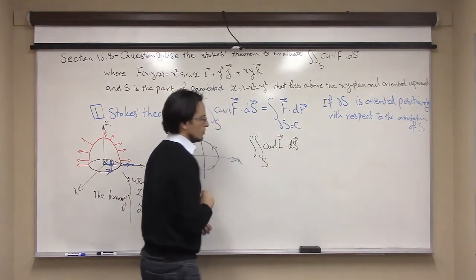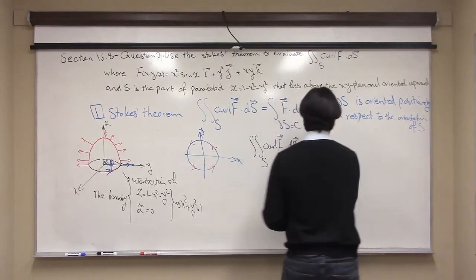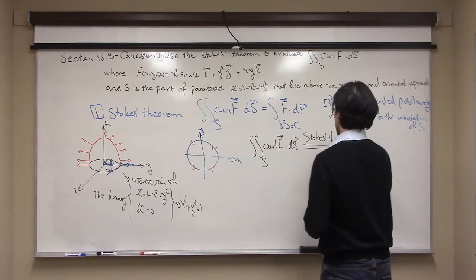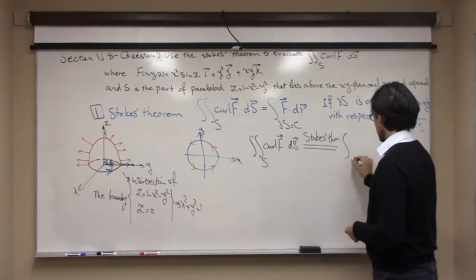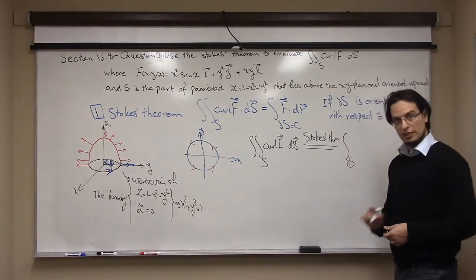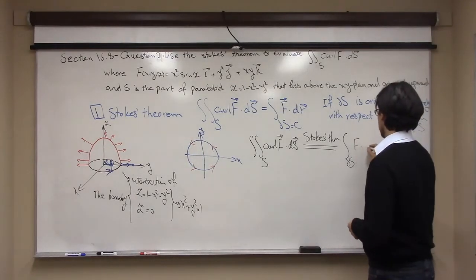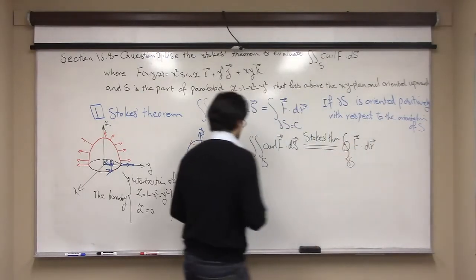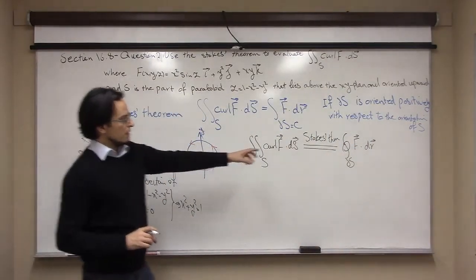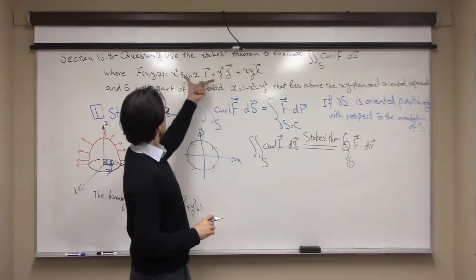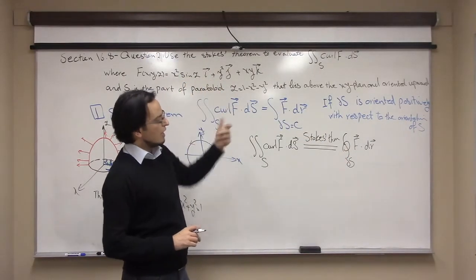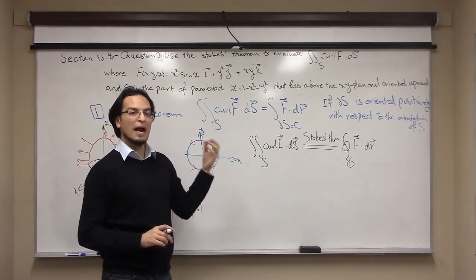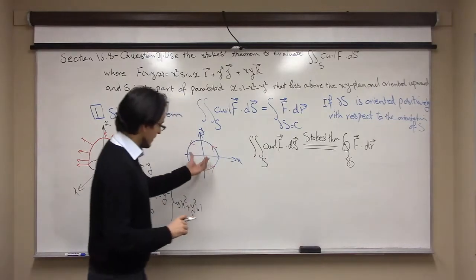I can use Stokes' theorem and just integrate over the boundary of the surface F dot dr. Okay. So I have F, my vector field is here. I have to find a parameterization for my curve, for my boundary.